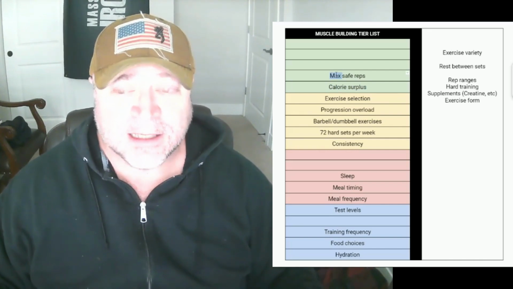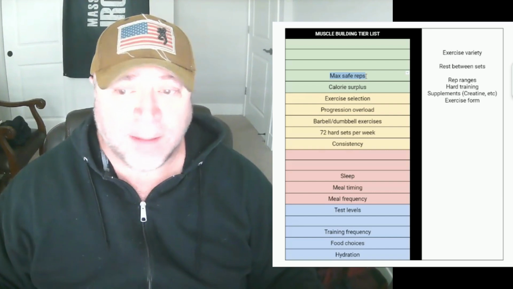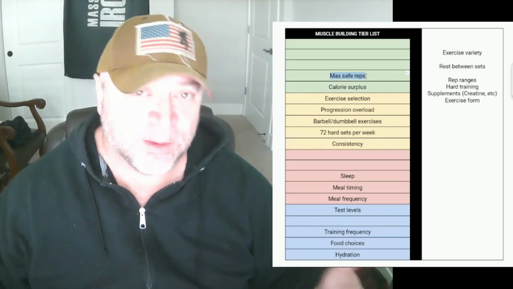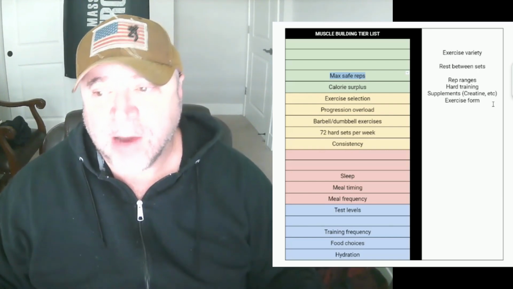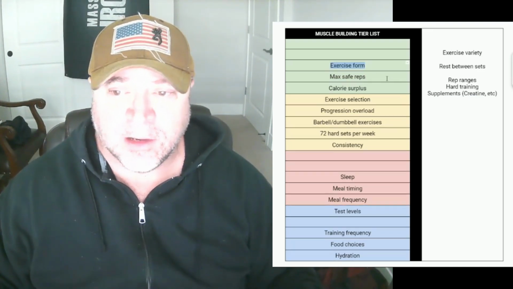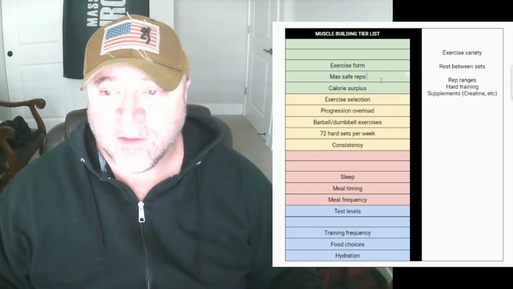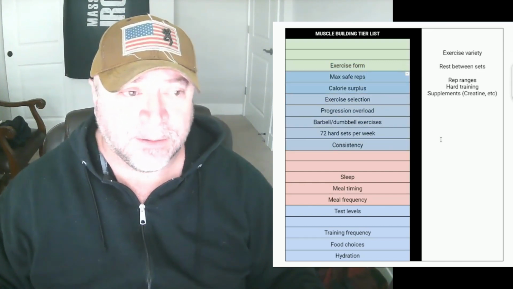And you can take sloppy sets, sloppy form for max reps, and arguably they're not going to be safe, but some people think they're going to be safe. So exercise form is going to be a little bit higher on the tier list. It's kind of one of the foundations. You need it in place for these other things to matter.